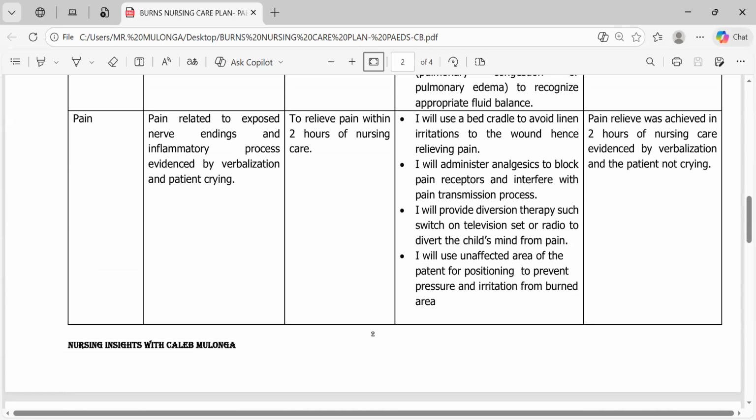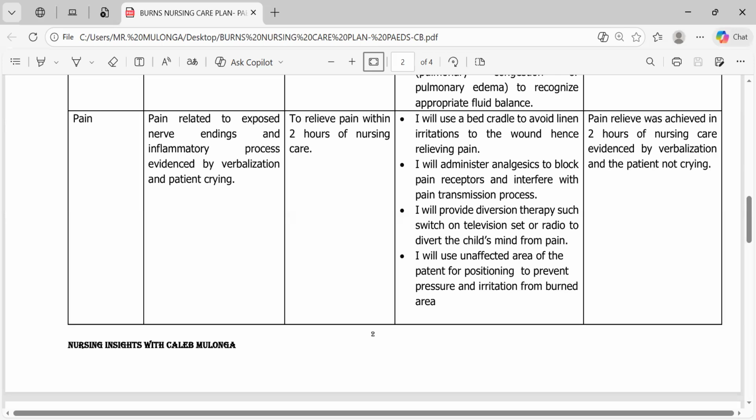So pain, the nursing diagnosis is pain related to exposed nerve endings and inflammatory process, evidenced by verbalization and patient crying, or child crying. So the baby can be saying it hurts and they can be crying. So that can be evidence enough to show that they are in pain. Where is the pain coming from? It is because the nerve endings are exposed and because of the inflammatory process.